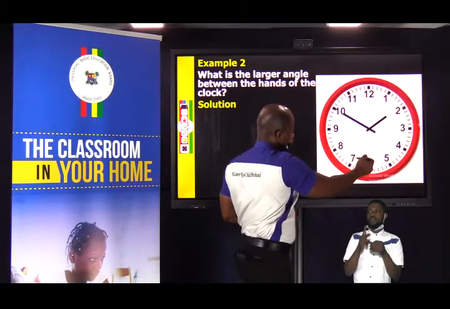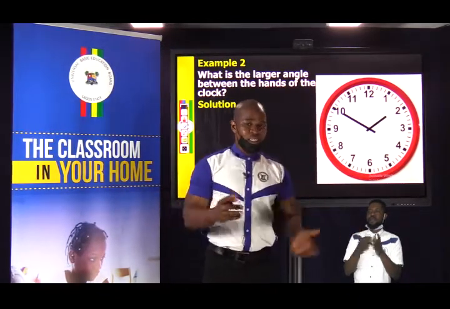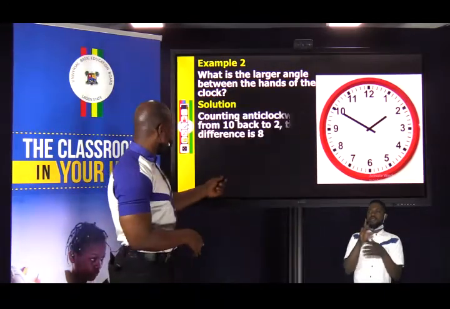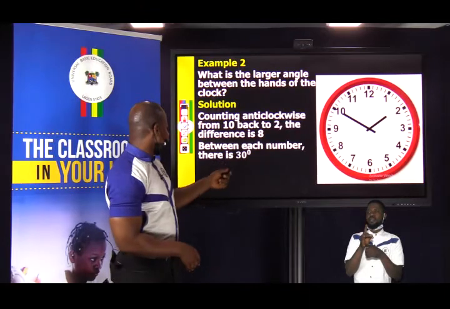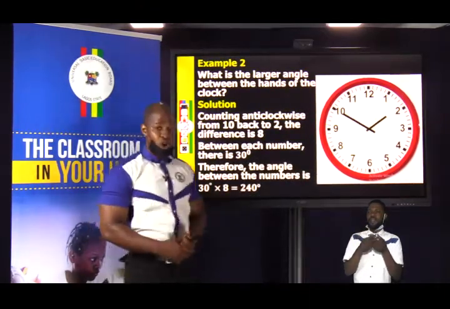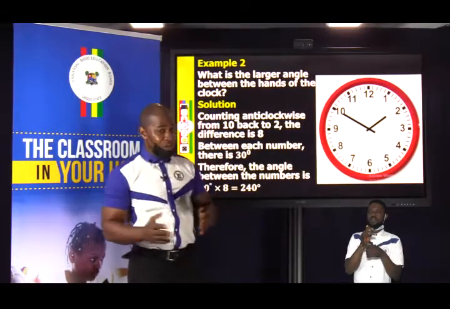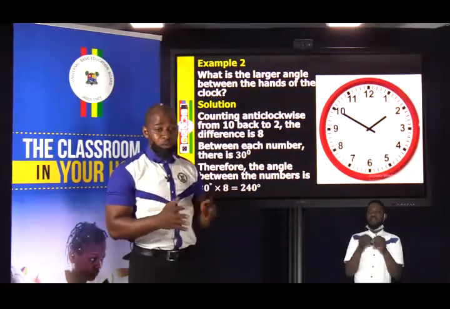1, 2, 3, 4, 5, 6, 7, 8. And that means that we have 30 degrees in 8 places, and that's exactly what we're going to be doing. The difference is 8, and between each number there's 30 degrees. That is 30 degrees times 8, which is 240 degrees.